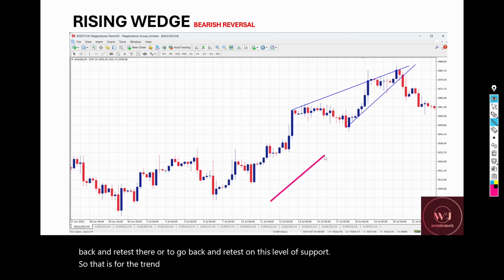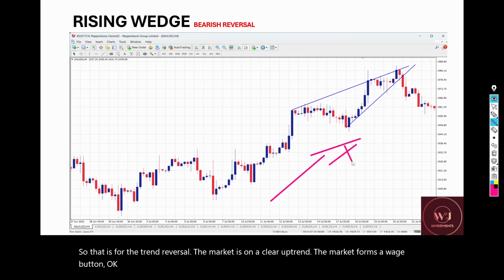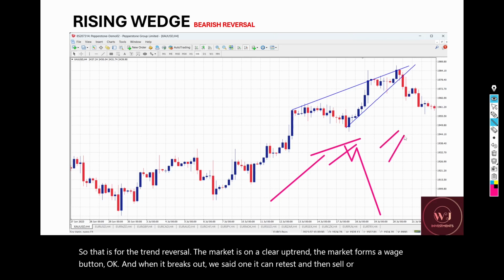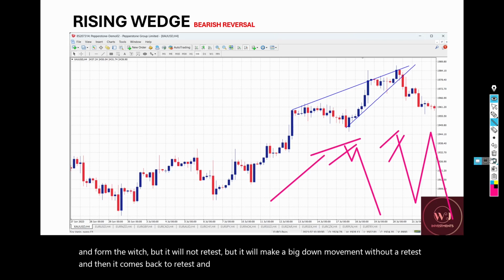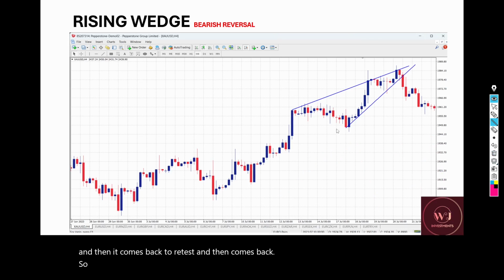The market is on a clear uptrend. The market forms a wedge pattern, okay, and when it breaks out, we said 1, it can retest and then sell, or number 2, it will come and form the wedge, but it will not retest, but it will make a big down movement without a retest, and then it comes back to retest and then comes back downward. Okay, so that is for the bearish reversal pattern.